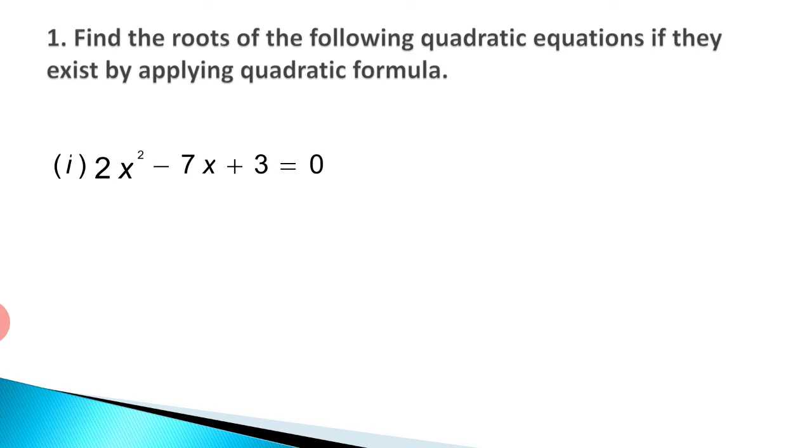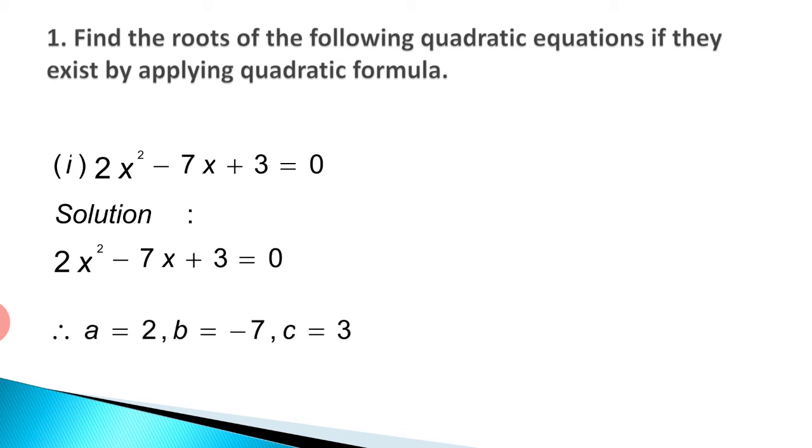So the roots are given by minus b plus minus square root of b square minus 4ac upon twice a. So what we are supposed to do here, children? First we need to identify a, b, c, that is coefficients of quadratic equation. So we rewrite the equation, and a is equal to 2, b is equal to minus 7, and c is equal to 3. So identify the coefficients, then write down the formula.